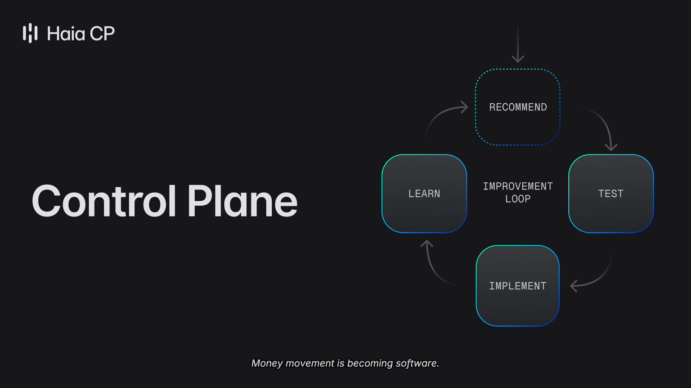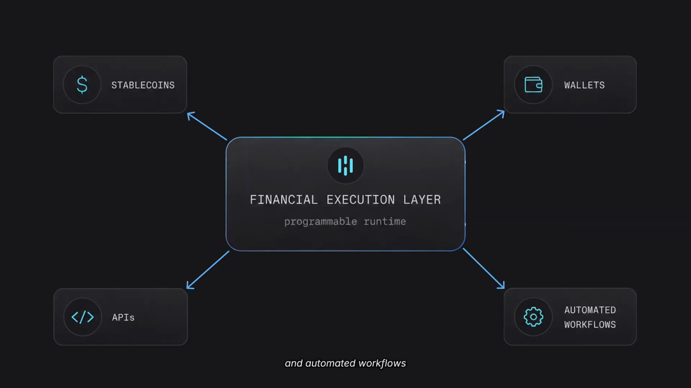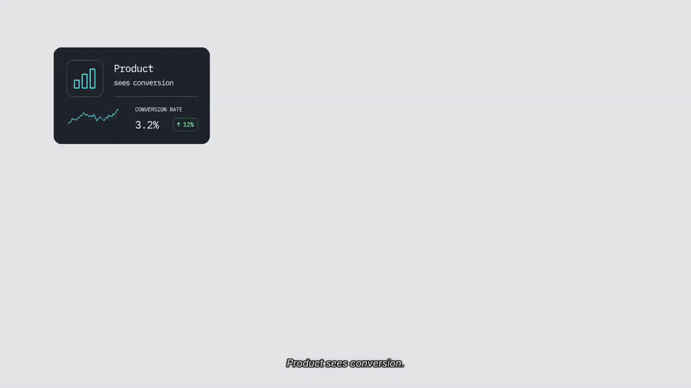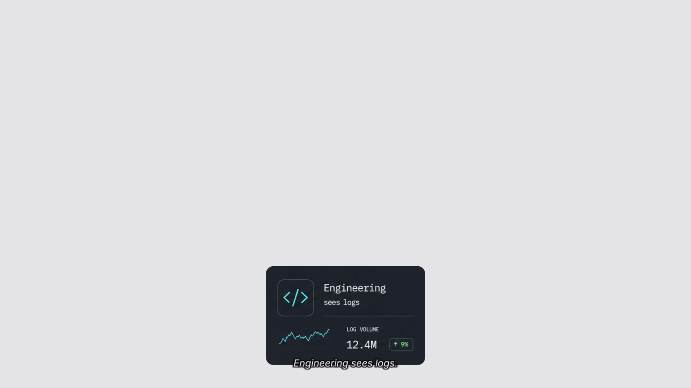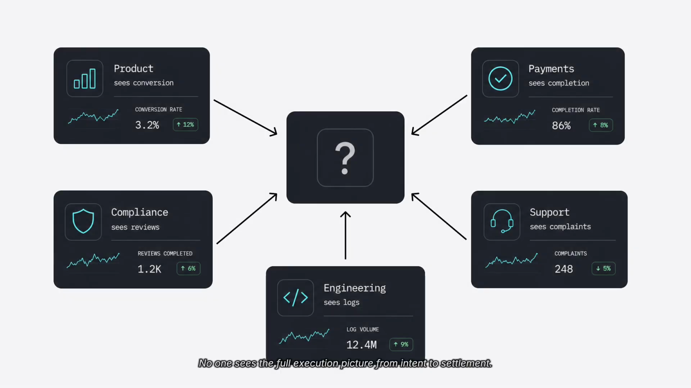Money movement is becoming software. Stablecoins, wallets, APIs, and automated workflows are turning financial execution into something faster, programmable, and always on. But most teams still operate these flows through fragments. Product sees conversion, payment sees completion, engineering sees logs, compliance sees reviews, support sees complaints. No one sees the full execution picture from intent to settlement.